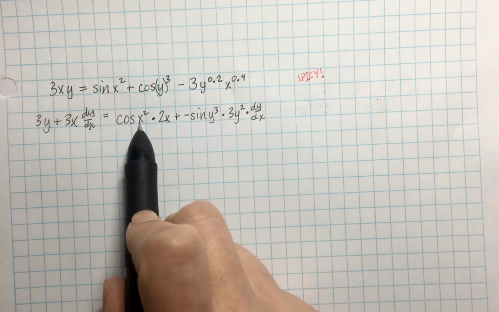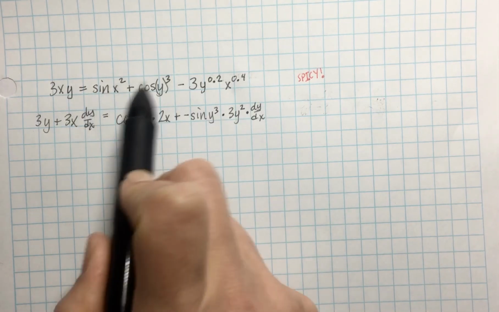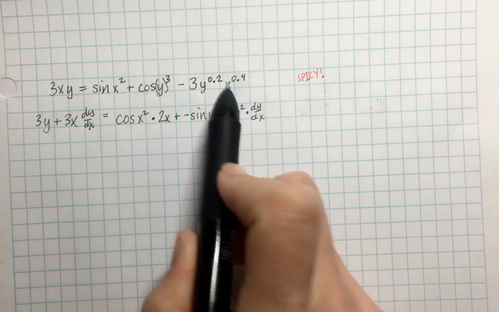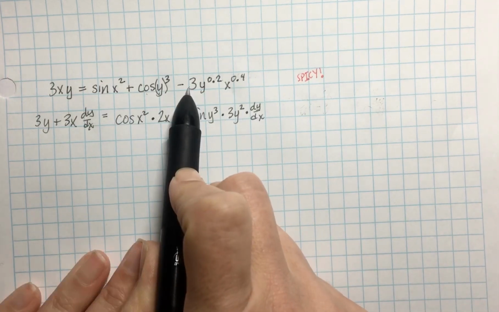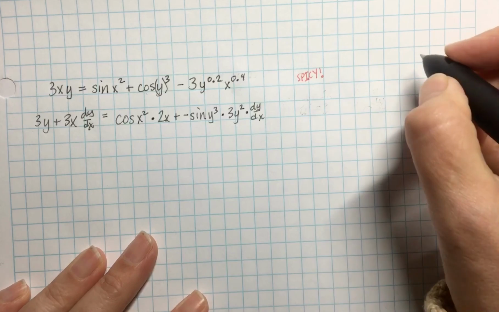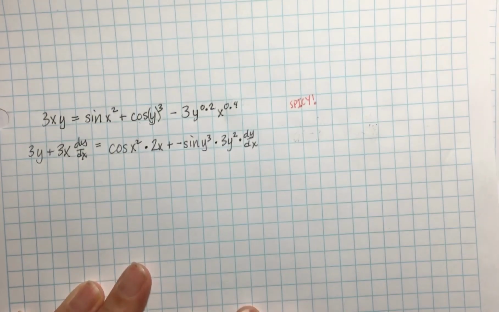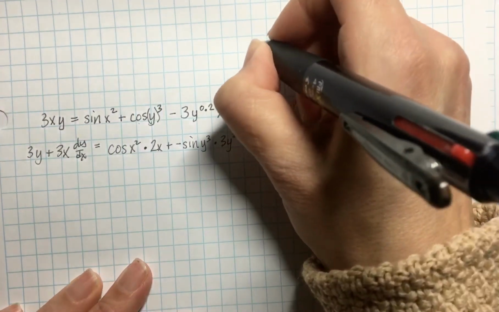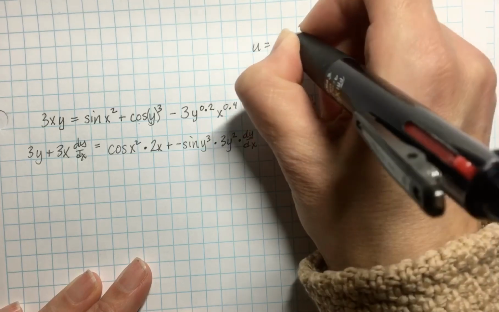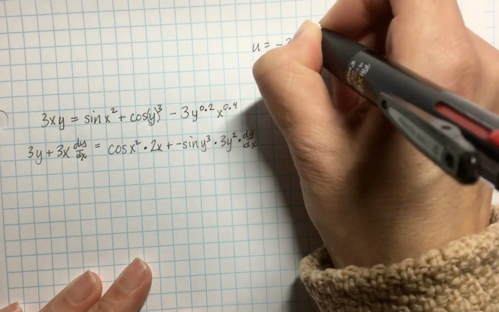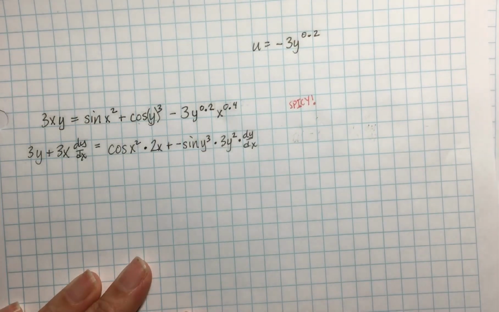Okay, so these two pieces are the derivative of sine x squared and cosine y cubed. And now, oh gosh, that's so gross, isn't it? Let's just get some u and u prime stuff happening here. I'm going to write it above. So I'm going to do negative 3y to the 0.2 as my u.